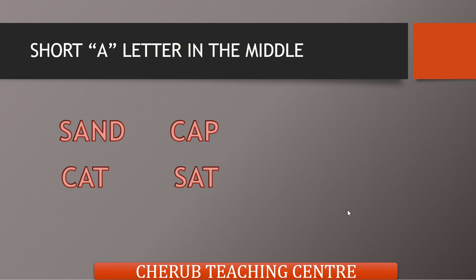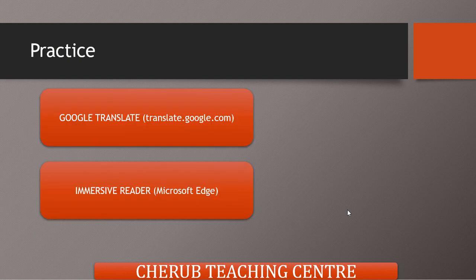Once again I would like to inform you, please ensure that while making a short A sound, it has to sound like "a". It should not be lasting long. Already I have trained you on the mouth form, how exactly your mouth positioning has to be. Please keep that mouth positioning in your mind, and do watch this video multiple times so that you can train yourself. For the rest of the words, you can always go ahead and practice on Google Translate, or you can also practice on Immersive Reader which is available on Microsoft Edge.